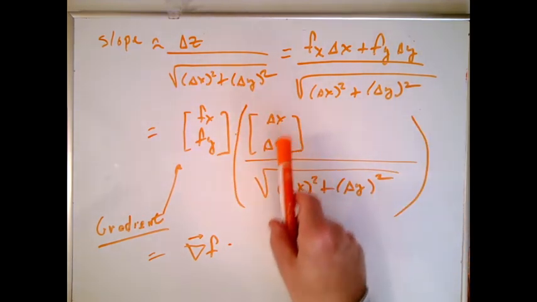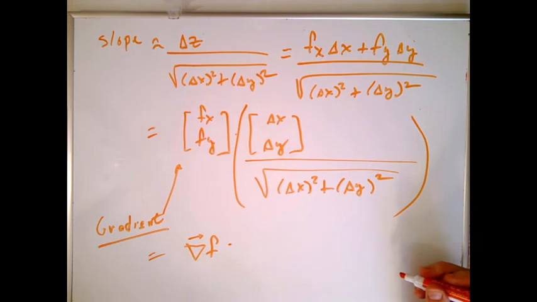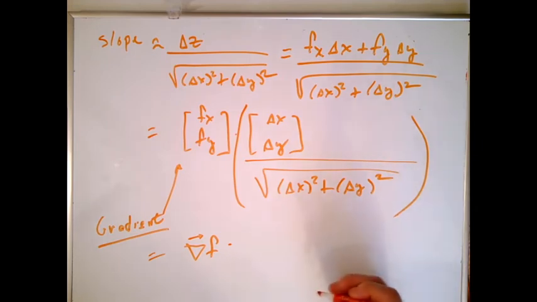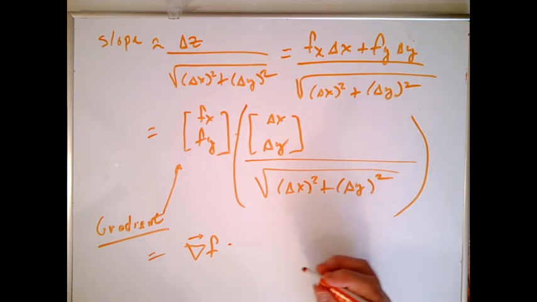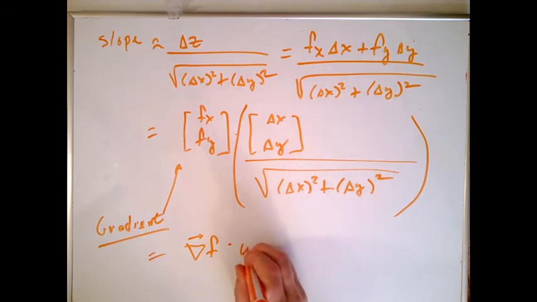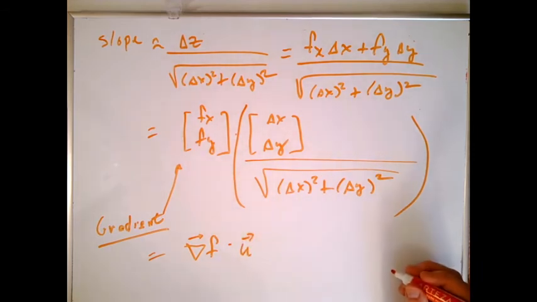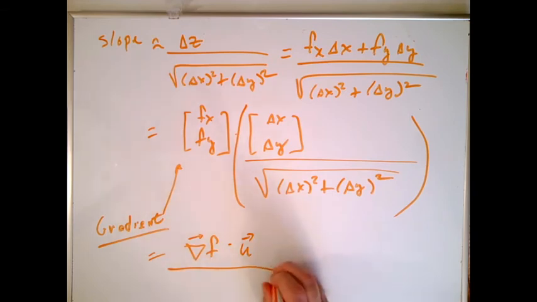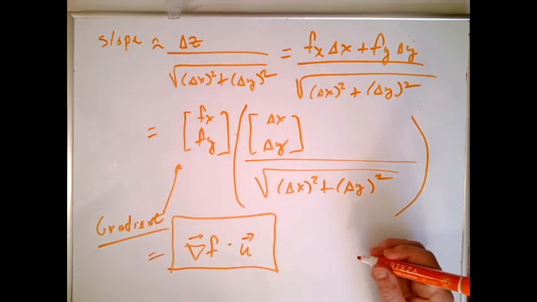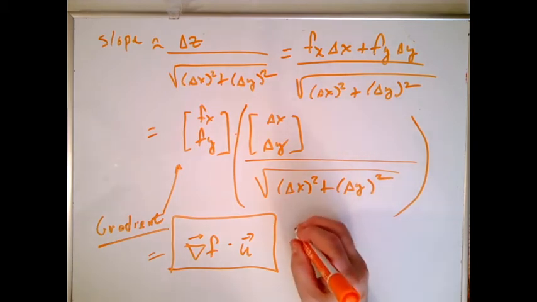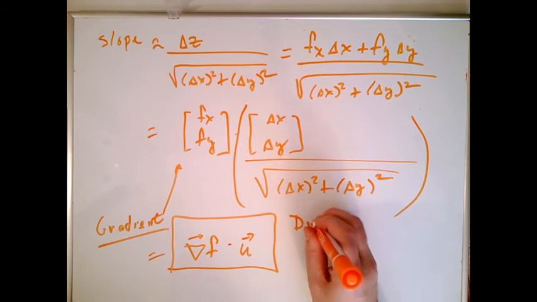Well, we know that delta x, delta y was the vector that pointed from our point in the direction of where we are chopping. Now what happens when you take a vector and divide by its length? You get a unit vector. So this is a unit vector that's pointing in the direction of the chop. And so this is our formula for the chop, for the slope of the chop in any direction. It's actually called the directional derivative for that reason.